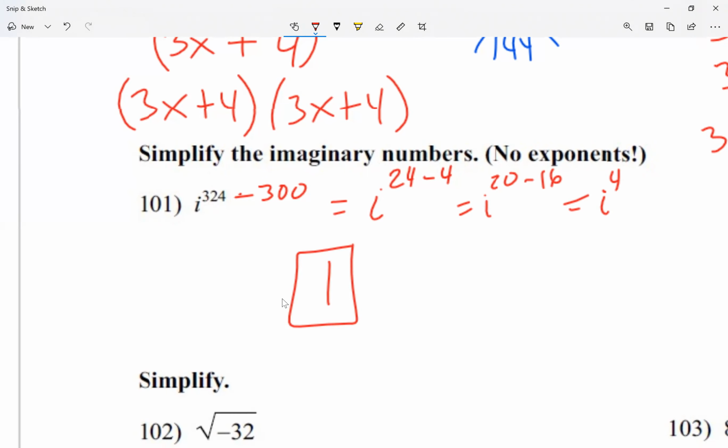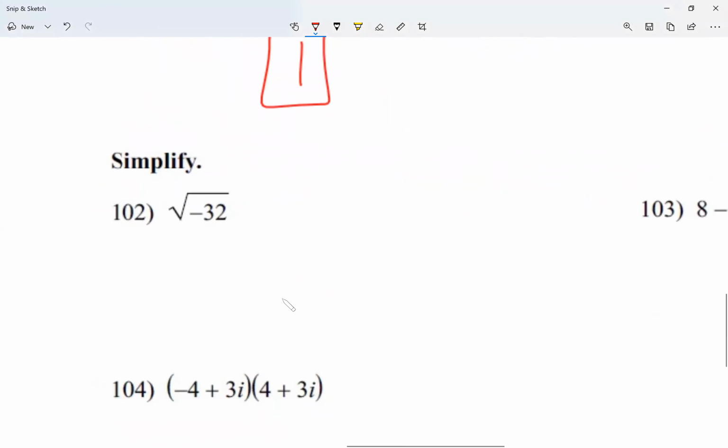My answer will have no exponents. So you see how I even emphasize on the instructions, no exponents. Okay. Then we talk about radicals. Remember how to do the radicals here. Now let me simplify this real quick. So I'm going to factor a negative 1. And then 32, I'm going to break this.